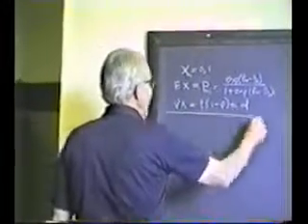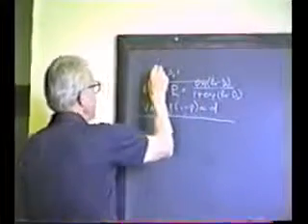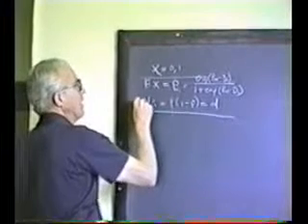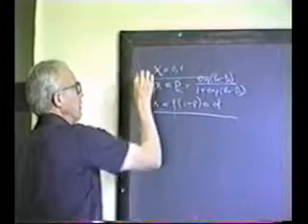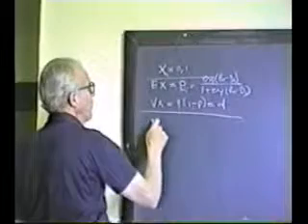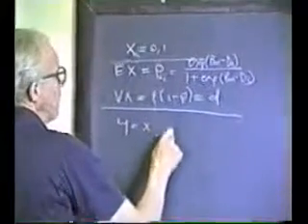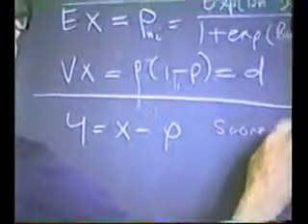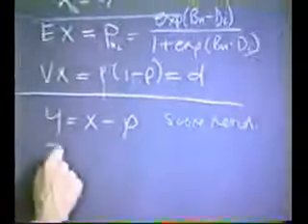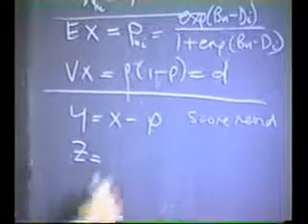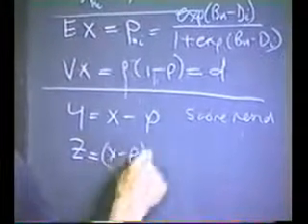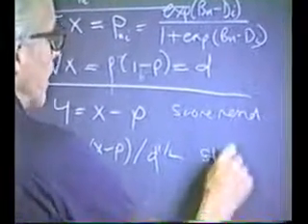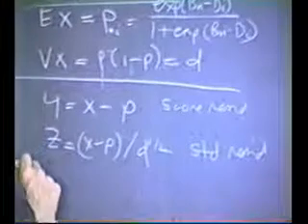Now, once we've got that, this is what we observe, this is what it means to us. We can now make a comparison between what we observe and what we think and get a residual, that is X minus P, that's the score residual. Or we can standardize that and get a Z, which is X minus P, that's Y, divided by the square root of Q, and that's the usual standard residual.